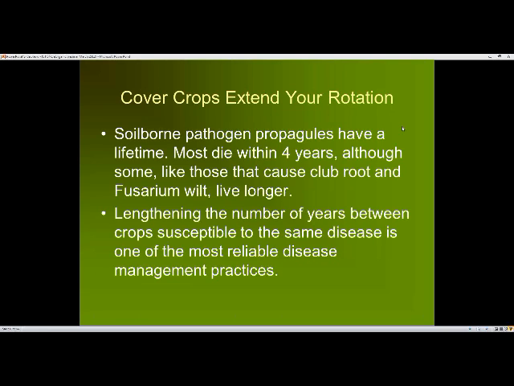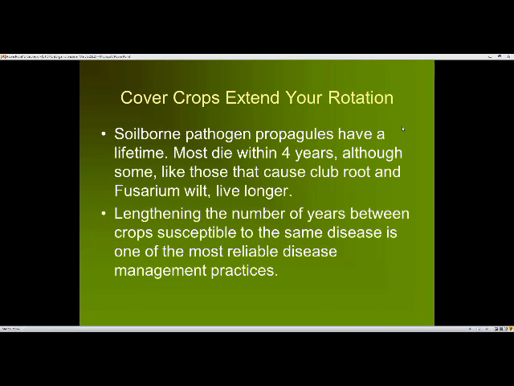So just like you and me, soil-borne pathogens, propagules in the soil are alive, and they have a lifespan. And most of them will die before 4 years, although some of them, like those that cause clubroot and fusarium wilt, which are very important diseases in vegetable systems, live longer than that. So lengthening the number of years to essentially wait out those important soil-borne pathogens is a really good management and very predictable management strategy.